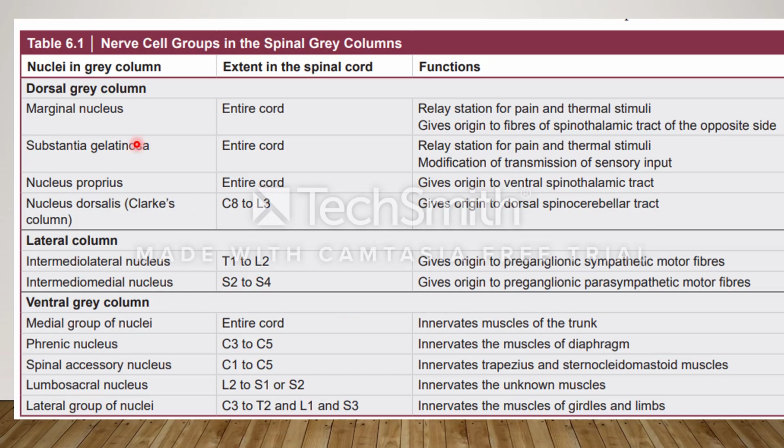This is a chart in which the names of the nuclei in the gray column, their extent in the spinal cord and their functions are written. From here you can remember each and everything and revise all nuclei. These are nuclei which are present in the posterior gray column. These are two nuclei for the preganglionic sympathetic and preganglionic parasympathetic fibers, which are present in the middle part, and then these are the groups in the anterior gray column for neck and trunk muscles, for diaphragm, for trapezius and sternocleidomastoid, and for the upper limb and lower limb muscles.